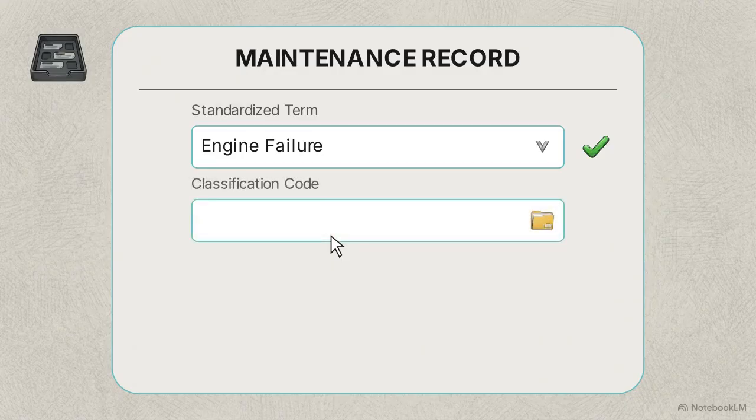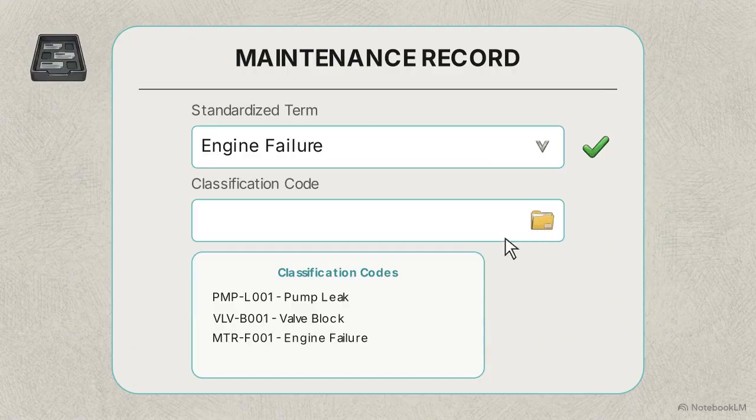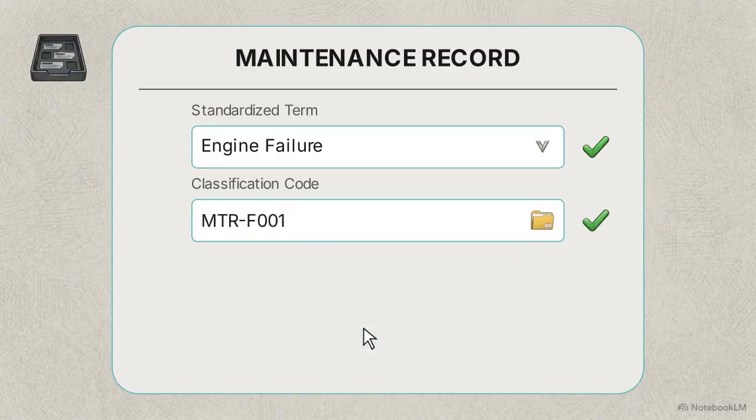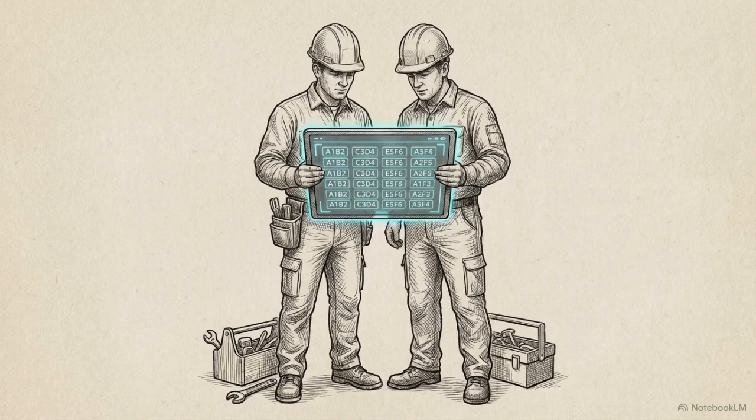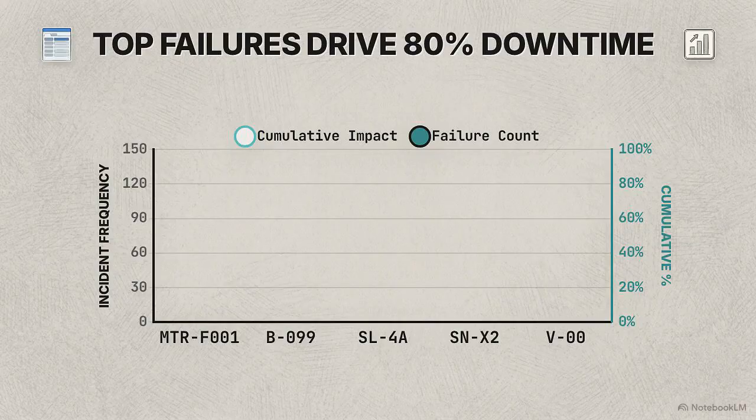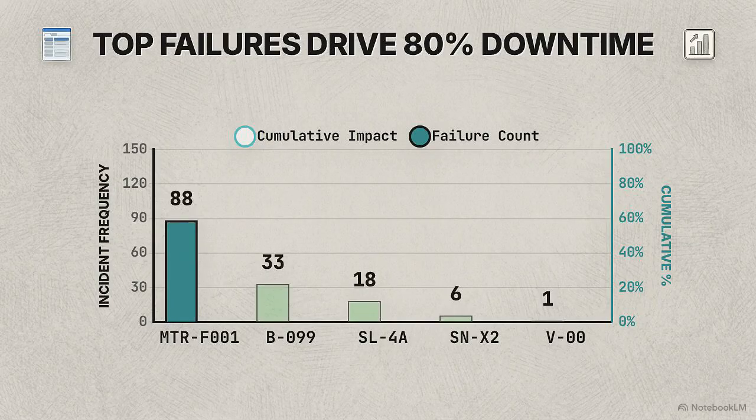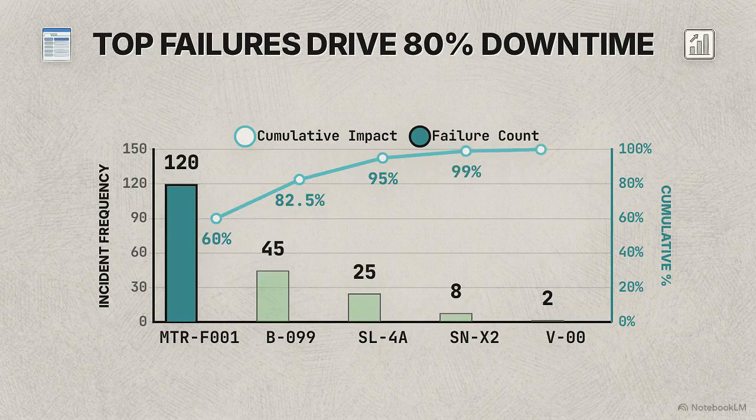Next, we attach the corresponding classification code. We scroll through the approved code library and select MTR-F001. By locking in these structured codes, we establish a common language across the organization. This prevents data corruption and ensures that reliability engineers can run accurate Pareto analyses to identify recurring trends later on.